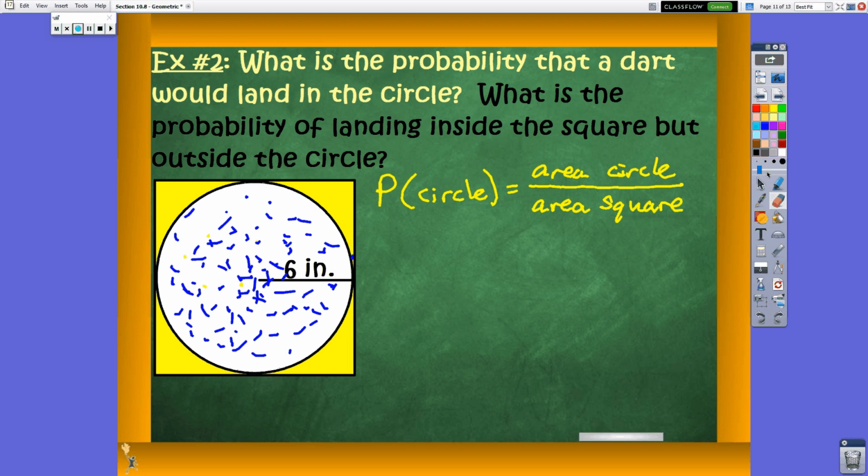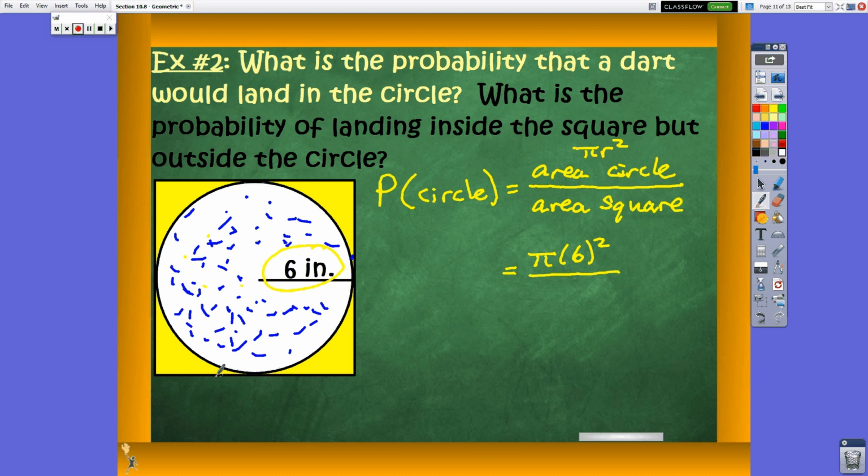All right, so now let me reveal a little bit of numbers in here. There we go. So the area of a circle. What was the area of a circle? That formula was what? Pi r squared. And I see right here that the radius is 6. So the area would be pi times 6 squared. And the area of the square, well, that would just be base times height.